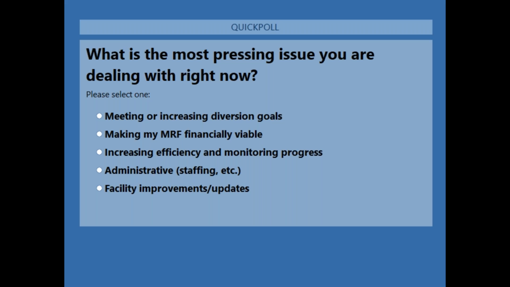So again, what is the most pressing issue you are dealing with right now? Number 1, meeting or increasing diversion goals. Number 2, making the MRF financially viable. Number 3, increasing efficiency and monitoring your progress. Number 4, administrative. Number 5, facility improvements.